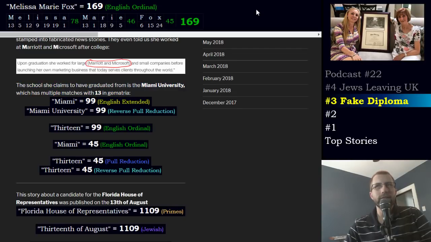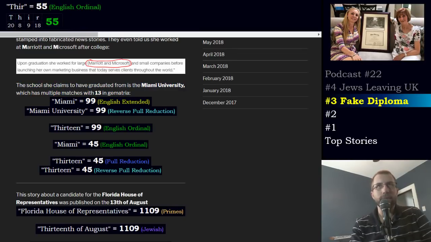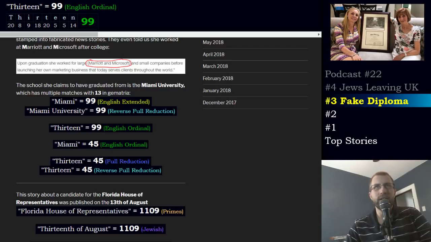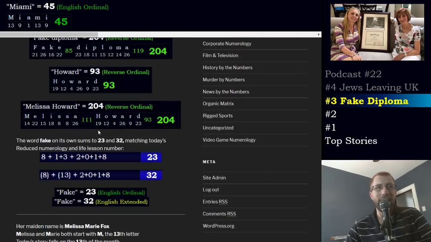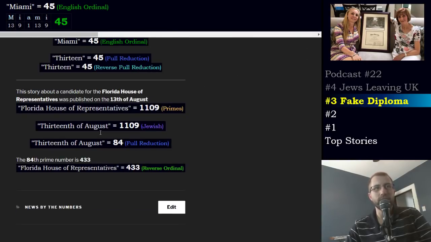Also interesting that she went to Miami, right? Or supposedly went to Miami, because the number 13 in gematria sums to 45 reduced, 99 ordinal. Miami equals 45 ordinal and 99 extended. All about the number 13, and it's worth pointing out this story was published on the 13th of the month, just this past Monday.